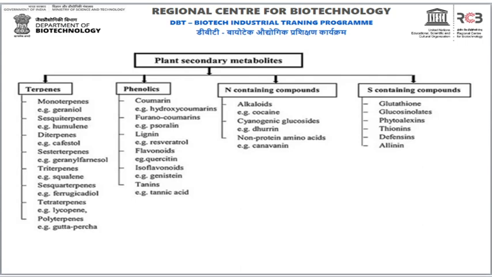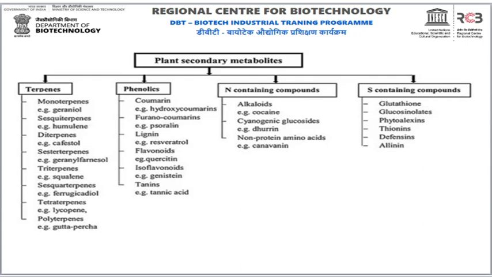So terpenes are classified into monoterpene, sesquiterpene, diterpene, tetraterpene based on the isoprene units that they have. Phenolics are again classified into coumarin, furanocoumarin, lignin, flavonoid, isoflavonoid, and tannin. So please read the example of each group of terpenes and each type of phenolics.